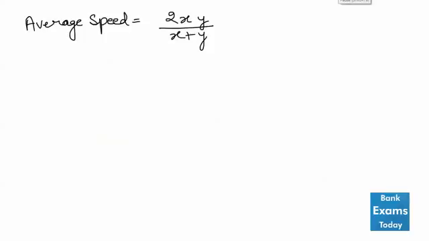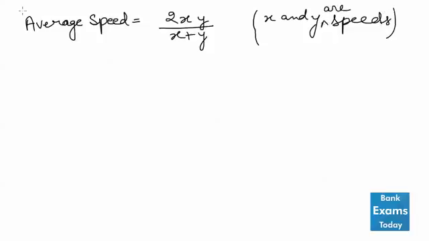So you should also know what is the average speed. We have a very handy formula for this, that is 2xy upon x plus y, where x and y are two different speeds for which we want to find the average. Many students do it like this, x plus y over 2, and that is the wrong formula. Never do this.